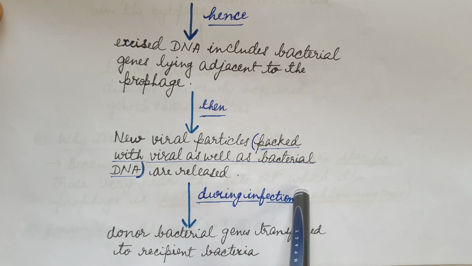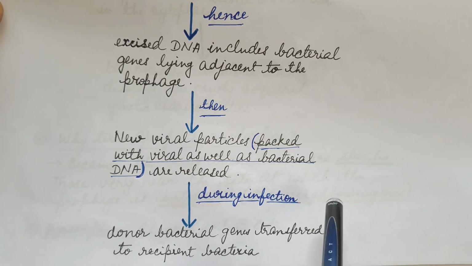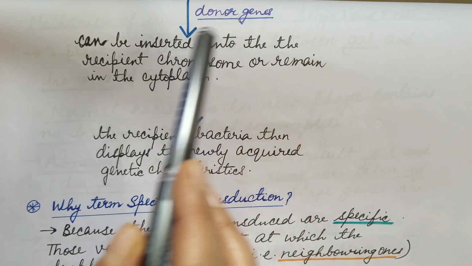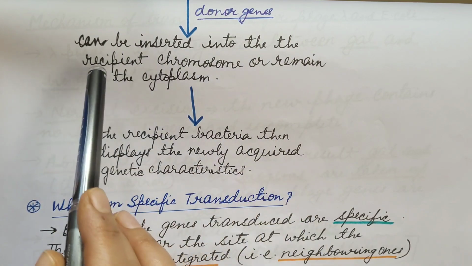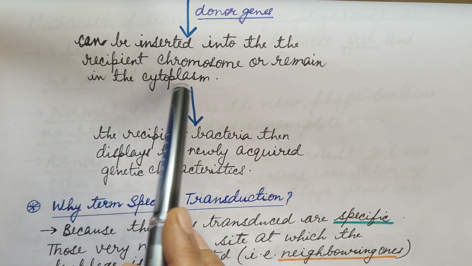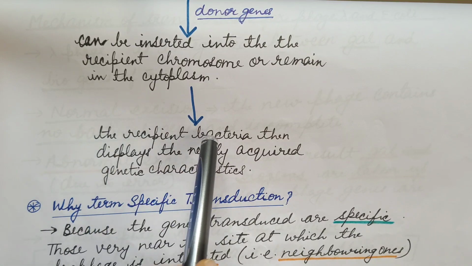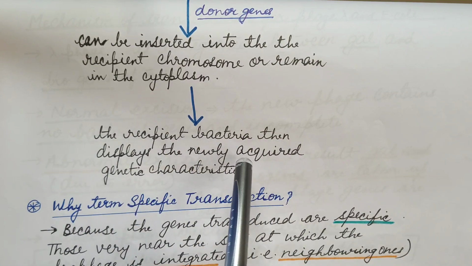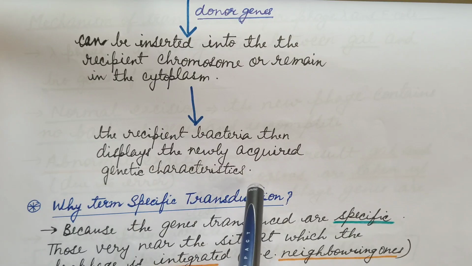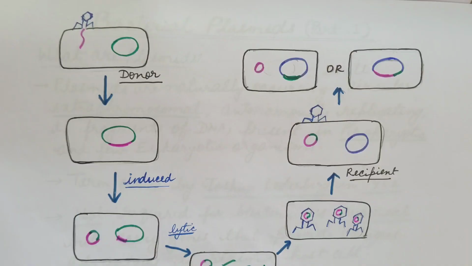During infection of another bacterium, known as the recipient bacteria, it injects its genetic material. Hence, donor bacterial genes are transferred to the recipient bacteria. These donor genes can be inserted into the recipient chromosome or remain in the cytoplasm. The recipient bacteria then displays the newly acquired genetic characteristics. Now let us understand specialized transduction with the help of a diagram.